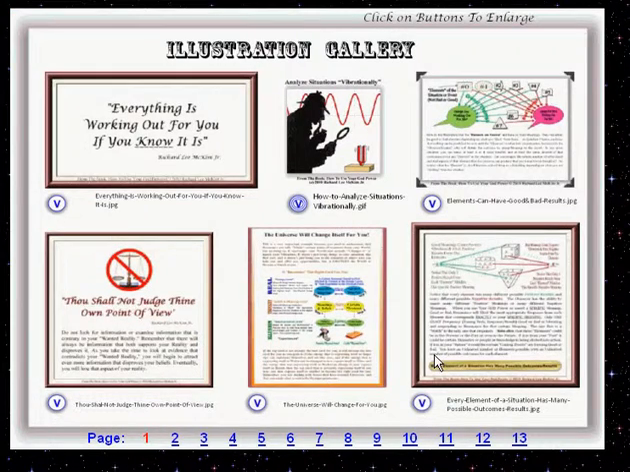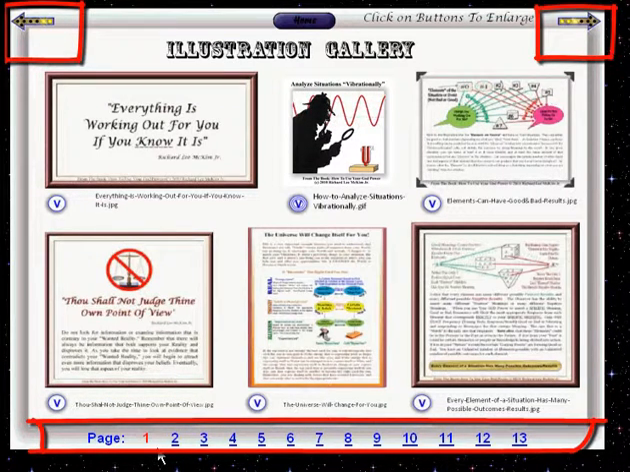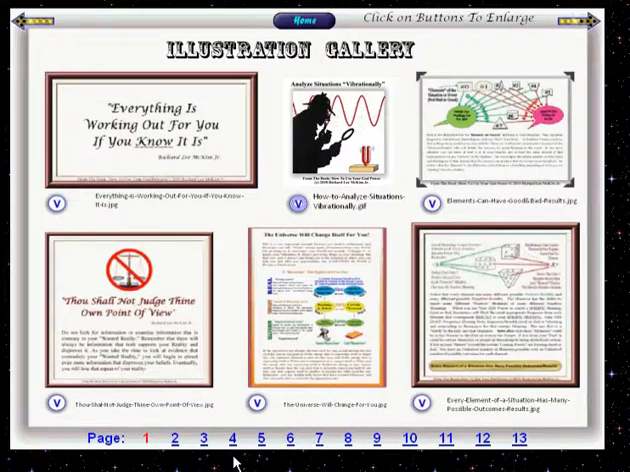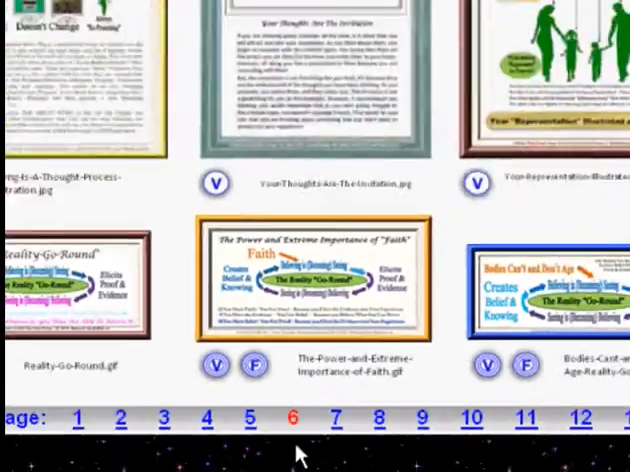As you can see, at the bottom of the page, the gallery has 13 pages. To go to another gallery page, you can click on a certain page number at the bottom, or click on the left or right arrows at the top. Let's pick a page at random, page 6. The page number turns red, indicating the page that you are on.